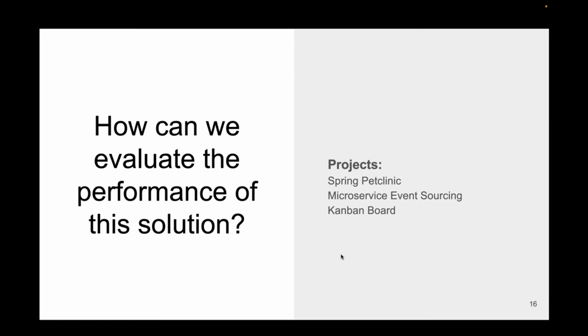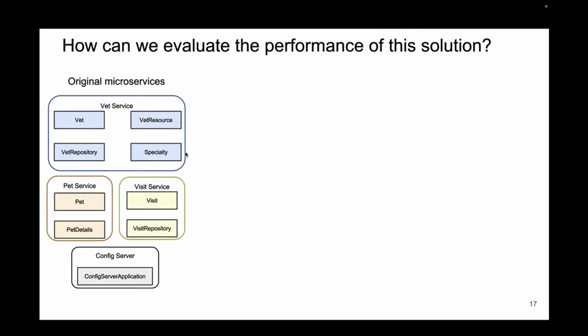For the next slides, we will discuss the research questions and the achieved results. So, how can we evaluate the performance of our solution? One possible alternative is to compare the decomposition generated by our approach to an actual microservice architecture. We applied this process on 3 open source microservices GitHub projects called Spring Pet Clinic, Microservice Event Sourcing, and Kanban Boards. Let's take a sample of Pet Clinic as an example.